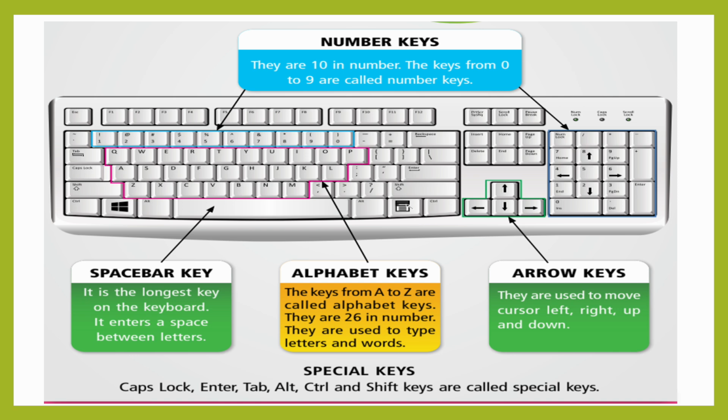In a keyboard, we can see different types of keys. We have number keys, spacebar key, alphabet keys, arrow keys. Then, first one, number keys. They are 10 in number. The keys from 0 to 9 are called number keys.